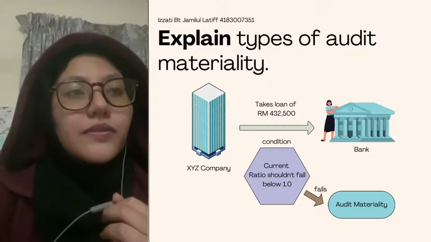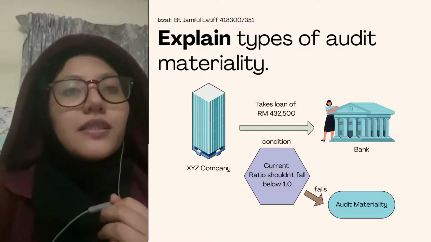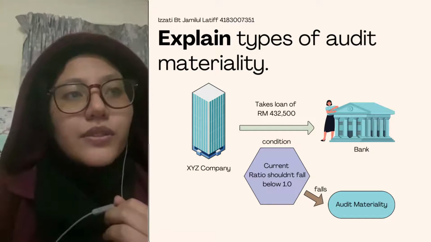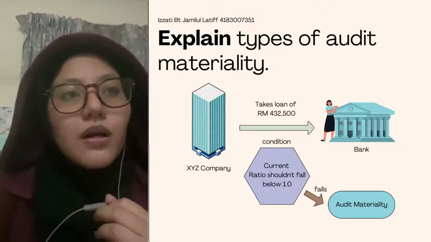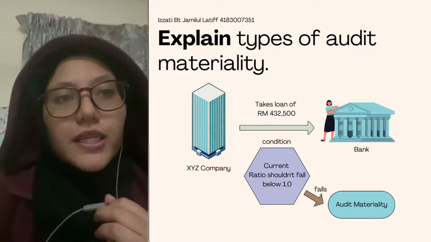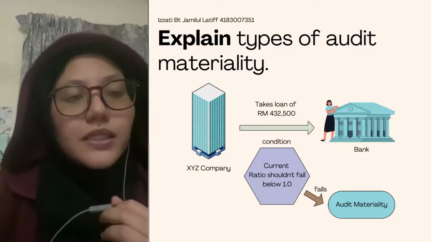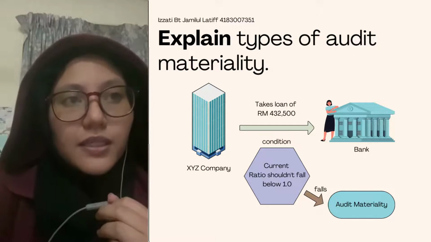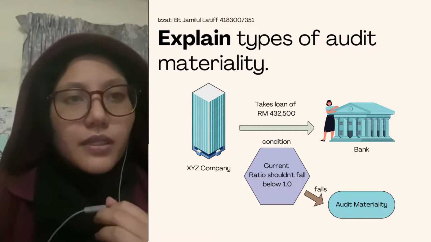Consider the case of XYZ company, which received a 432,500 ringgit loan from the bank. The bank granted the loan but only on the condition that the company's current ratio not fall below 1.0. The company agreed and signed an agreement with the bank. When completing the audit, the company's auditor became aware of this agreement, but at the moment the company's current ratio is only slightly higher than 1.0.